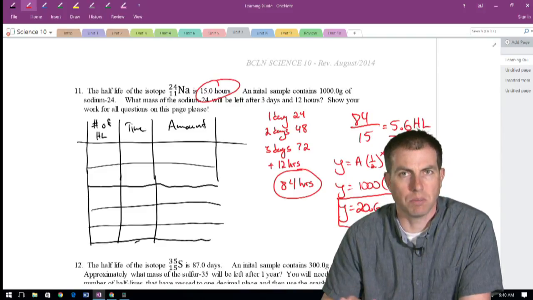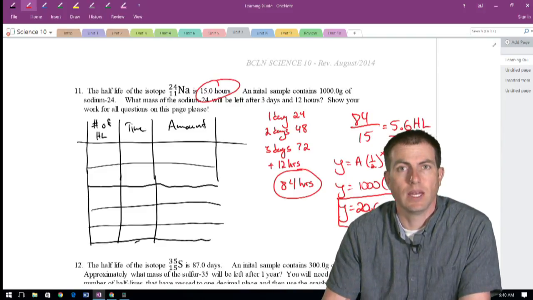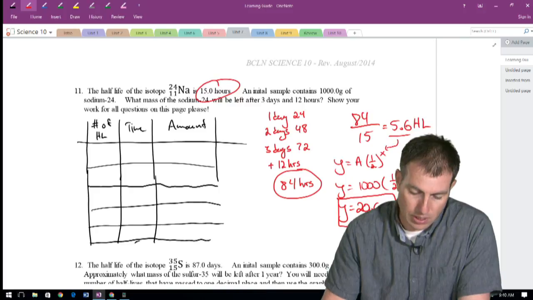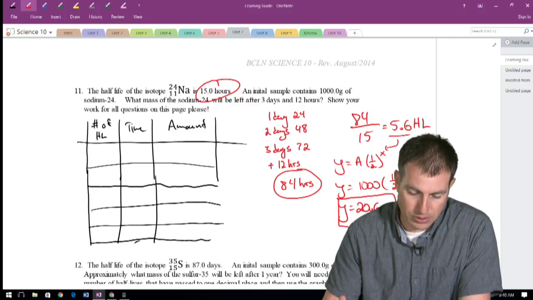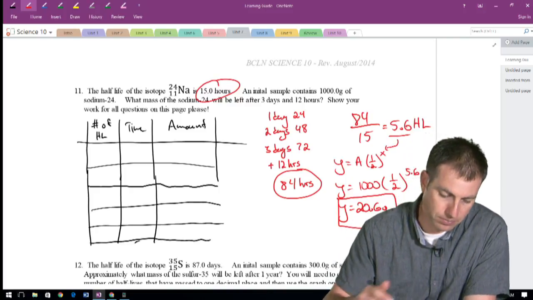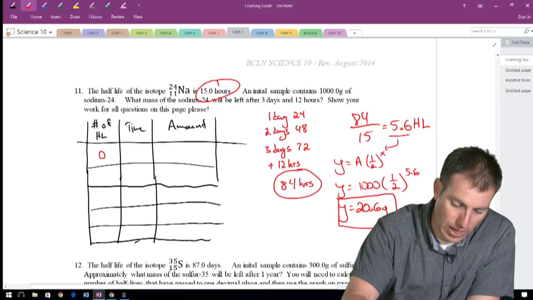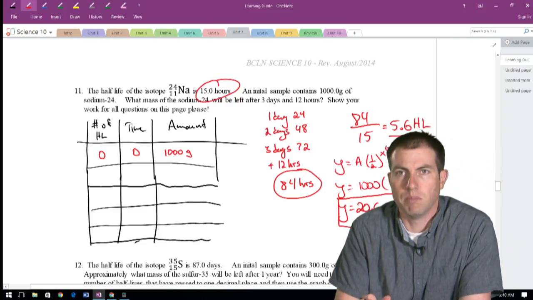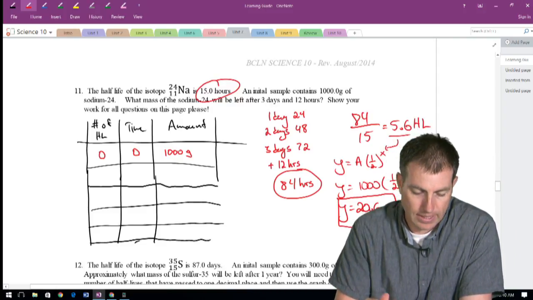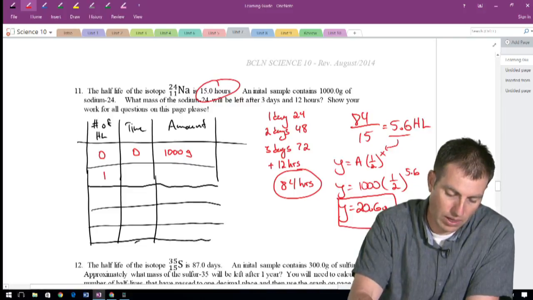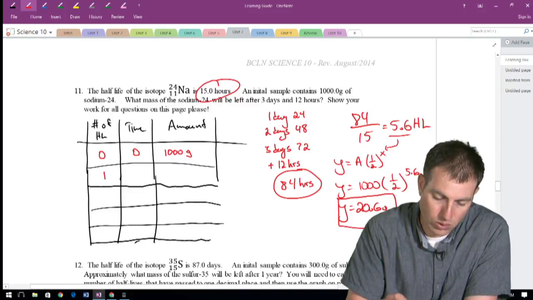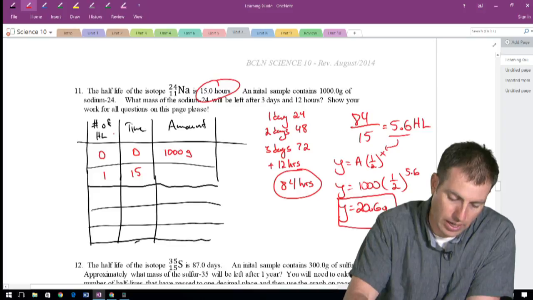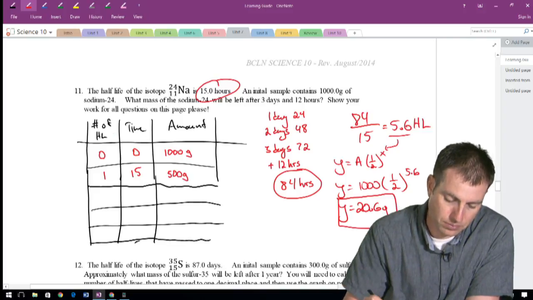So what I'm going to do is plug the information into the chart, and then see when I get close to this magic 84-hour mark. I'm always going to start at 0 half-life, 0 time, and I'm starting with 1,000 grams. That's what I'm beginning with. Then I'm going to go through 1 half-life, and it tells me each half-life takes 15 hours to complete. So now I'm down to 500 grams.